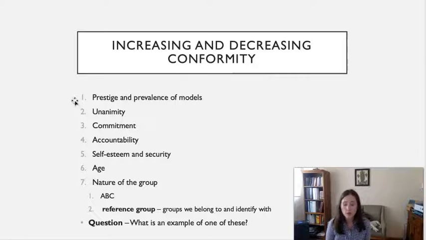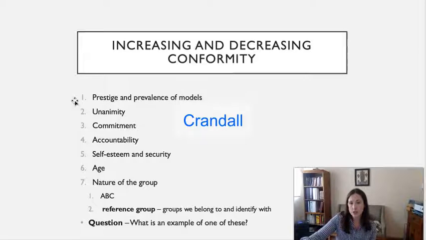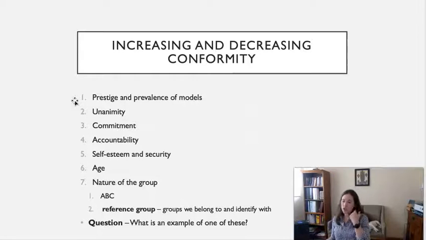Reference groups are the groups that you belong to and you identify with. When you change your reference group, you are going to change your attitudes and behaviors to match that new reference group. You are going to conform to the people you think are in your reference group. And so an experiment that Crandall did was with sororities and body image. There were 2 sororities who had different ideas on what the ideal body type was and what acceptable behavior you could do to get there.